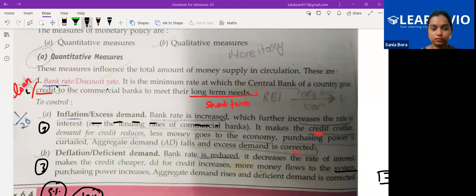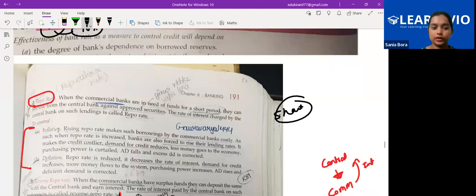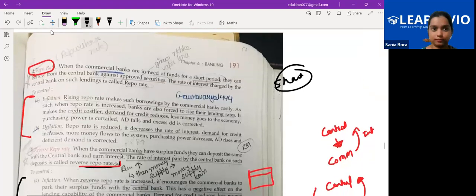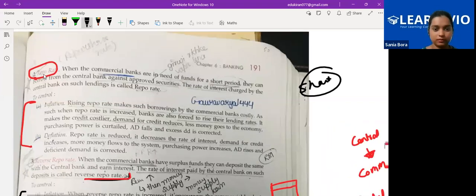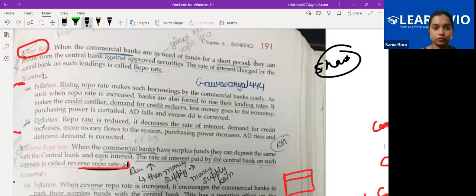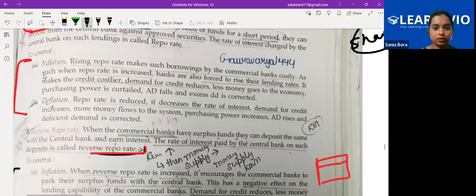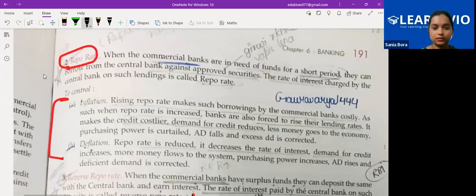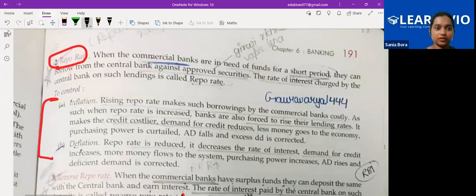Ma'am, next I have to revise this. The next one. Ma'am, repo rate, bank rate. Which one? Okay, repo rate, ma'am. Please zoom it. Zoom, zoom. Is it fine now? More, more. That's it. Yes, ma'am. Let me just erase it.